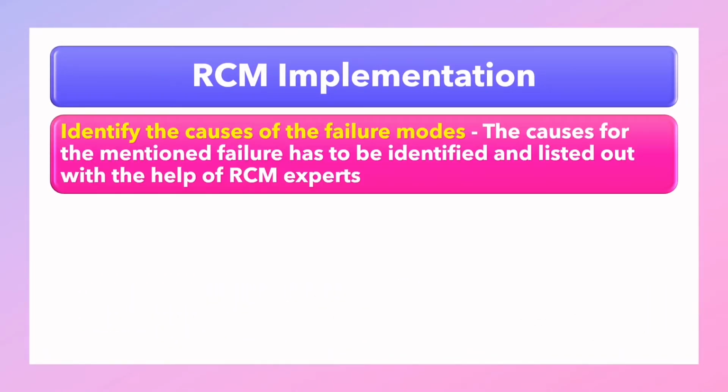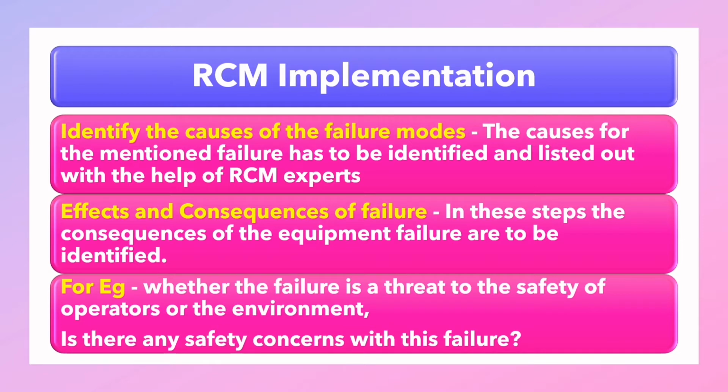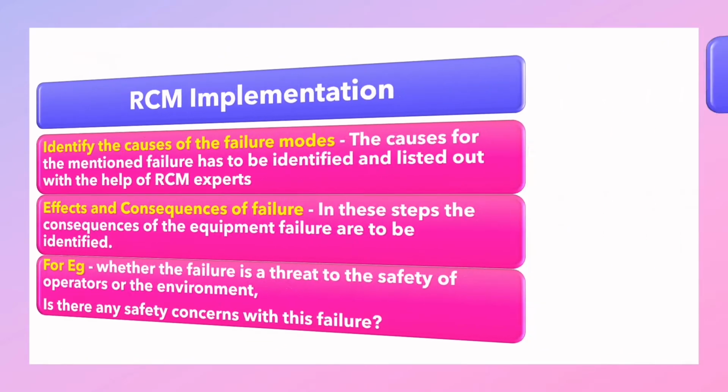Identify the causes of the failure modes. The causes for the mentioned failure have to be identified and listed out with the help of RCM experts. Effects and consequences of failure. In this step, the consequences of the equipment failure are to be identified. For example, whether the failure is a threat to the safety of the operator or the environment, is there any safety concerns with this failure?